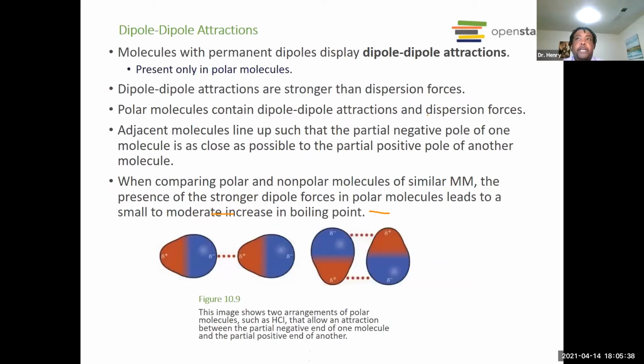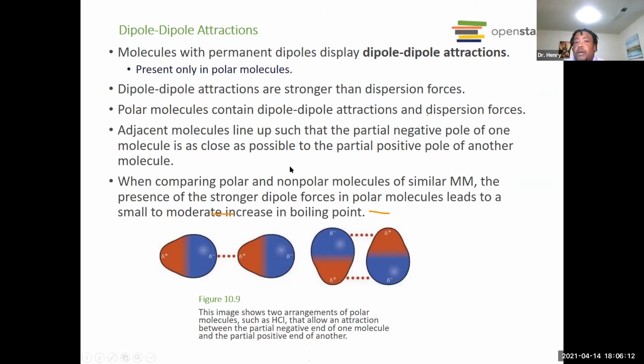We know that dipole-dipole attractions also play a huge part. Now, dipole-dipole is going to be stronger than dispersion forces, and they're going to happen in the case of polar molecules. In that case, we always have a positive pole and a negative pole, and that positive pole is going to be interacting with that negative pole. So you're going to get that nice attraction occurring based upon the partial positive and the partial negative, okay?